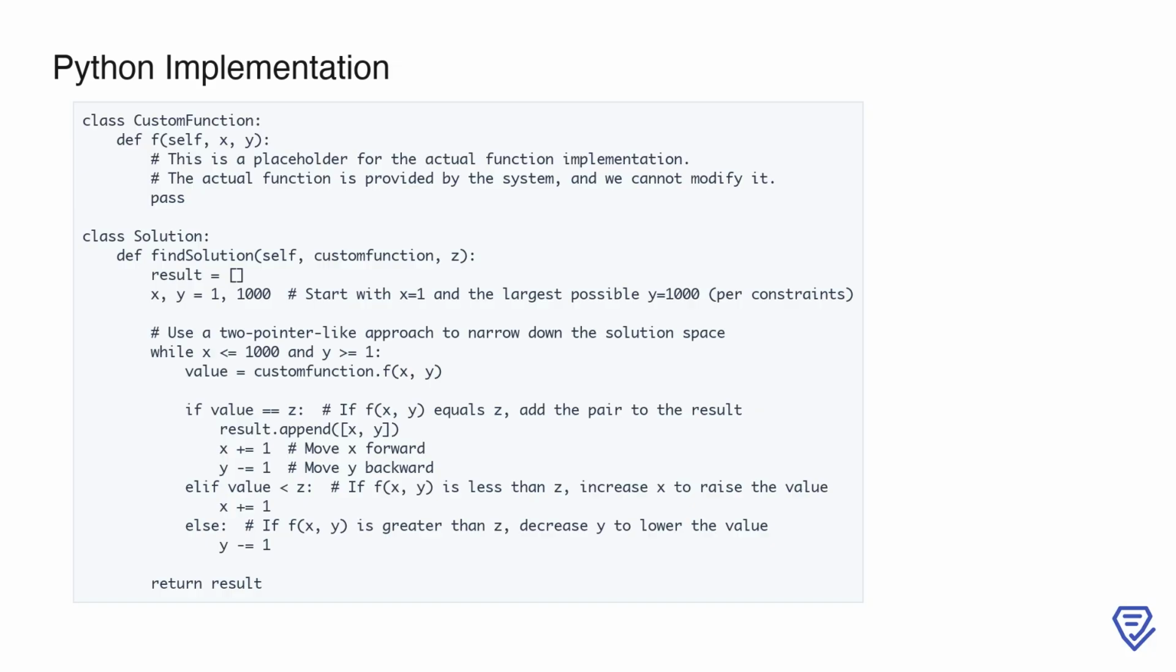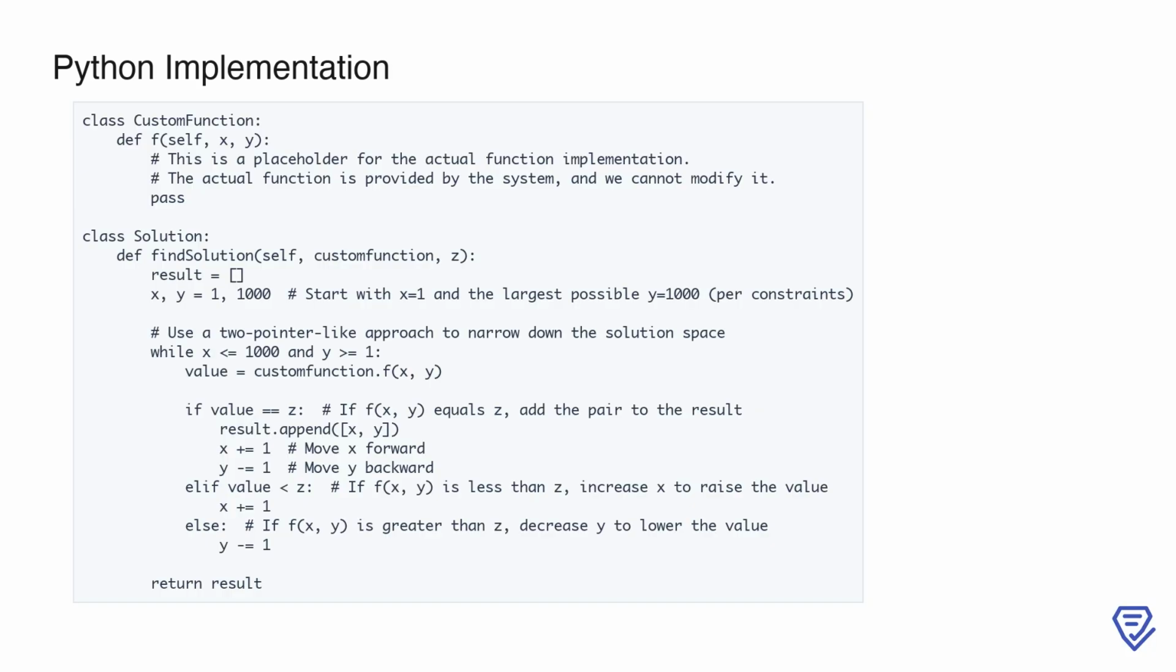If f(x, y) is less than z, we increment x to increase the function value. If f(x, y) is greater than z, we decrement y to decrease the function value. 5. Termination. The loop terminates when x is greater than 1000 or y is less than 1, ensuring the search stays within valid bounds. 6. Output. The result list containing all valid pairs is returned.